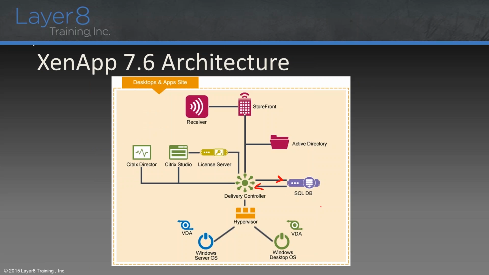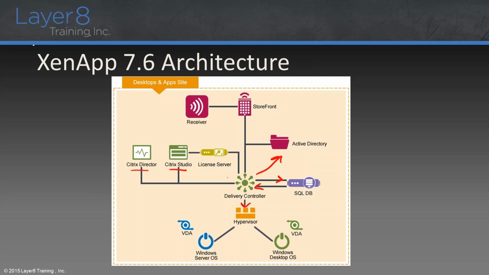This is going to be two-way communication. If the database goes down, we have connection leasing, which will allow the delivery controllers to continue brokering connections into the resources. So it's no longer a single point of failure, but we do have a backup capability inside of our system. It's in contact with Active Directory for authentication, with StoreFront, as well as the license server, Studio, and your Citrix Director.